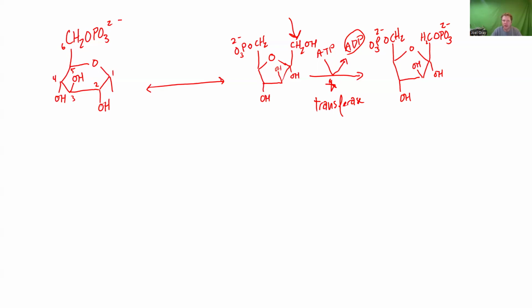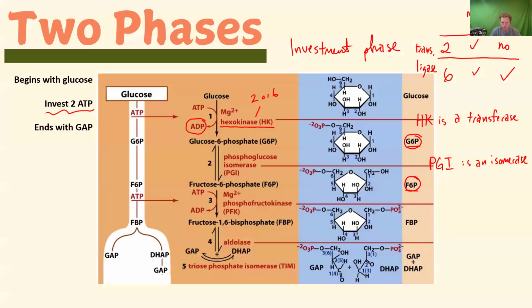Okay, so now what I have is this molecule right here. This is known as fructose 1,6-bisphosphate, or F16BP. That's what I've got right here. The enzyme that catalyzes this reaction is known as phosphofructokinase, or PFK. Sometimes you'll see it as PFK1. We're taking ATP and we're adding a phosphate group to fructose 6-phosphate to make F16BP or FBP.